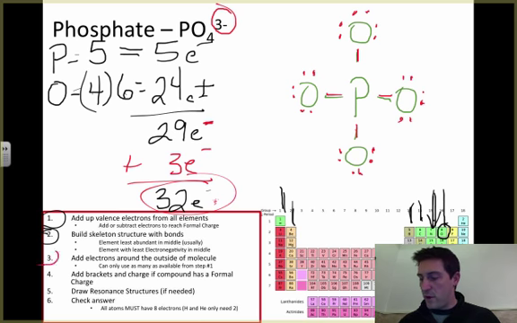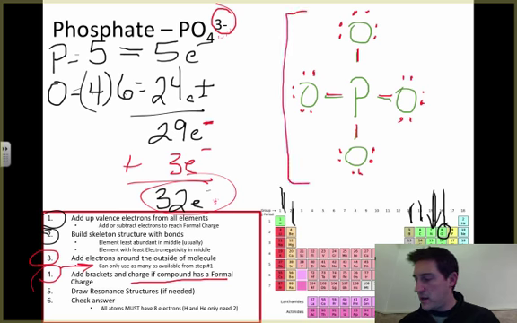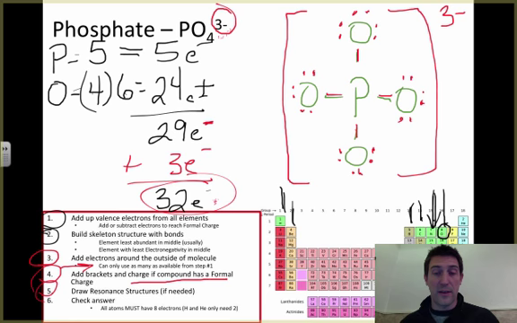So I move on. I've used all the electrons. I can only use as many as I have in step 1, and then I need to add brackets and the charge if the compound has a formal charge, which it does up here, 3 minus. So I need to put these brackets around the outside edge, and I need to show the overall formal charge, which was 3 minus. Then I draw resonance structures. I don't have any of those. I just need to check my answer.